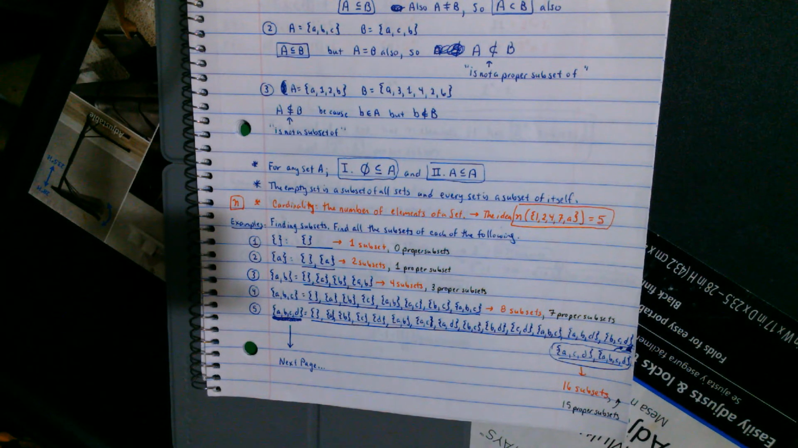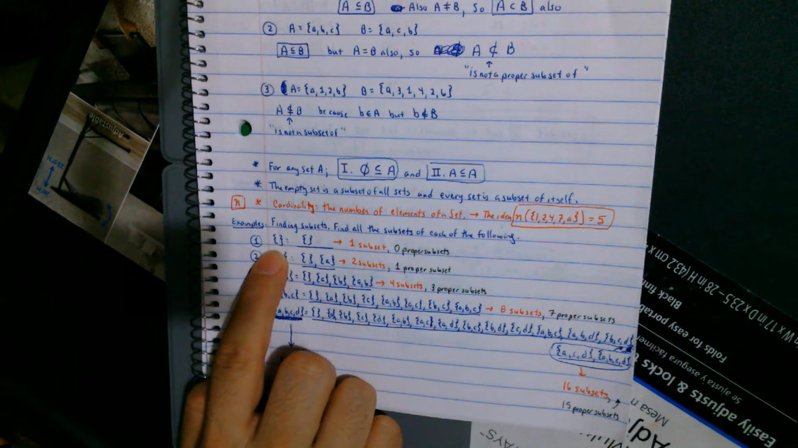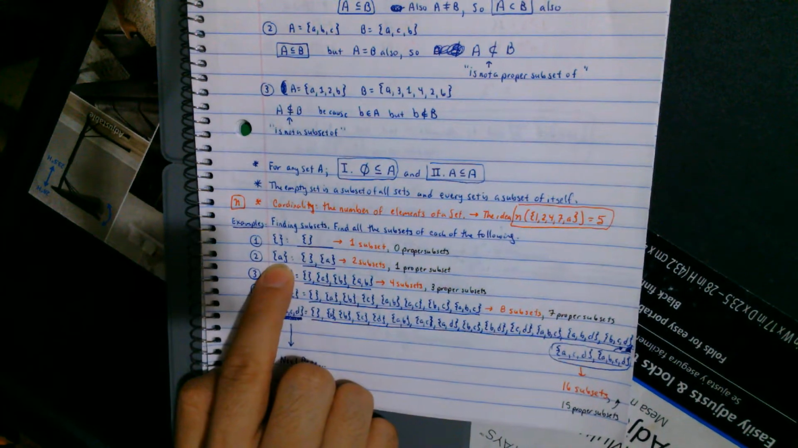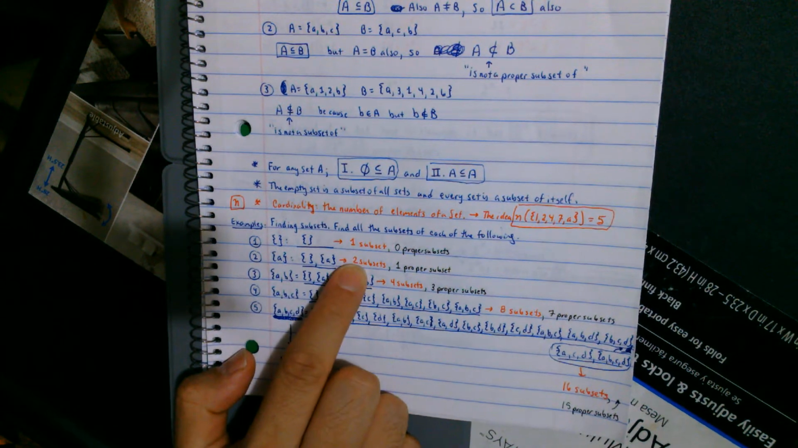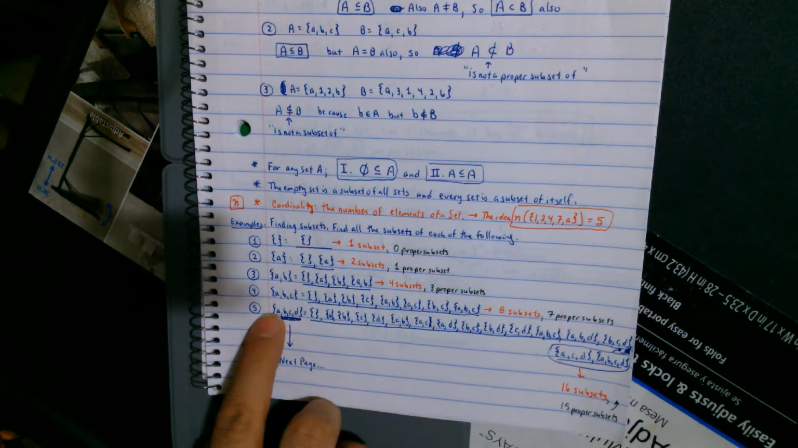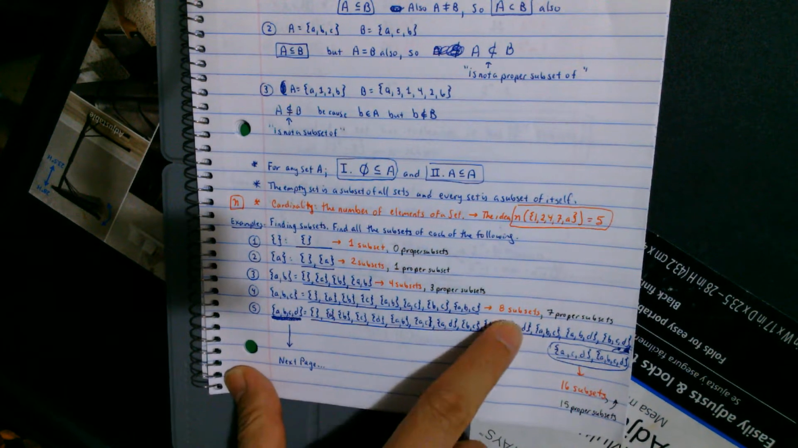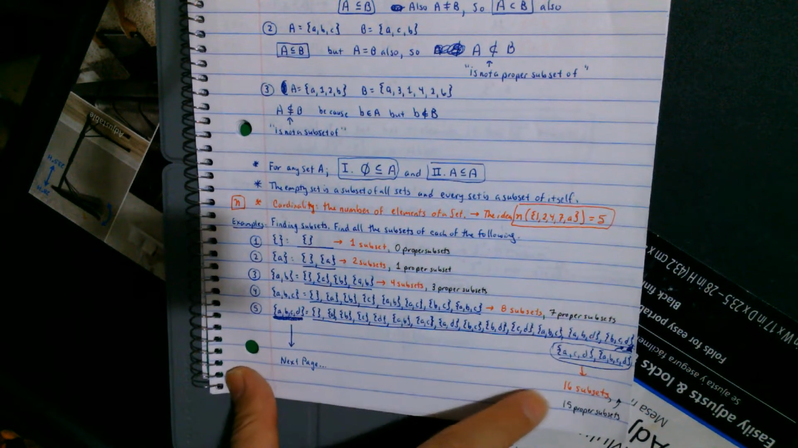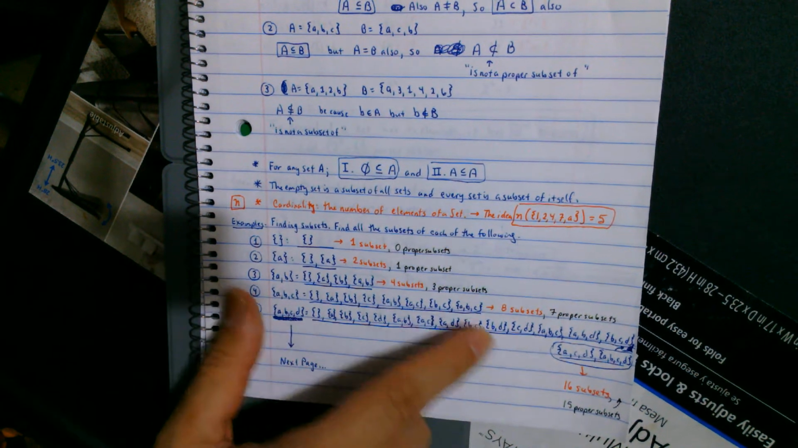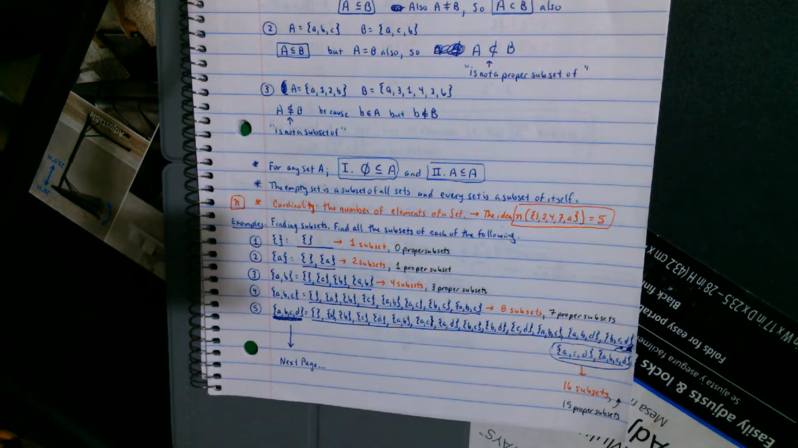So I want you to notice here, the cardinality of this is 0, but it has 1 subset. The cardinality of this is 1, it has 2 subsets. Cardinality of this set is 2 and has 4 subsets. Cardinality of this is 3 and has 8 subsets. Cardinality is 4 and has 16 subsets. So you understand that the number of subsets is doubling every time I add another element.